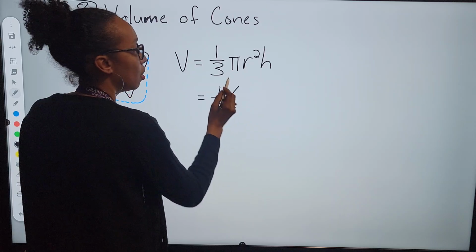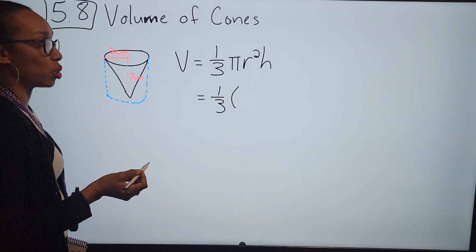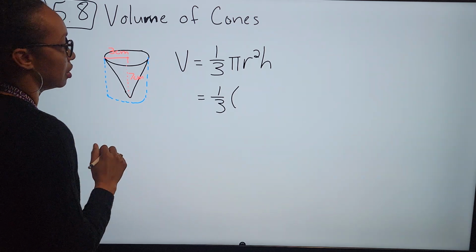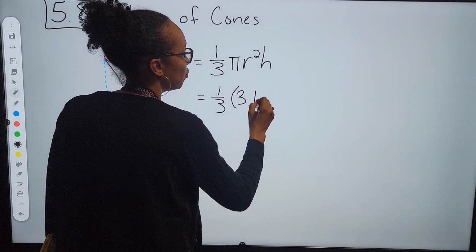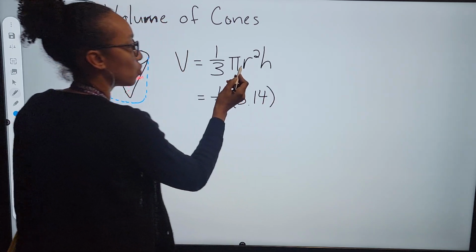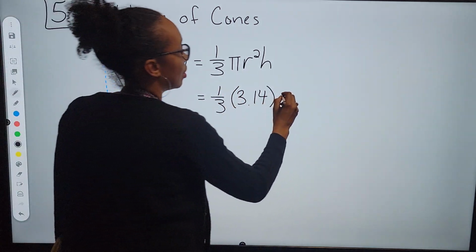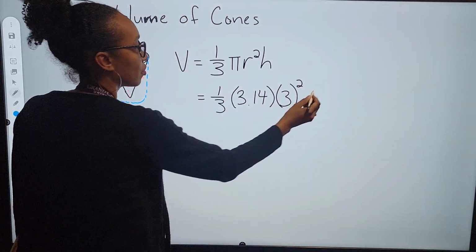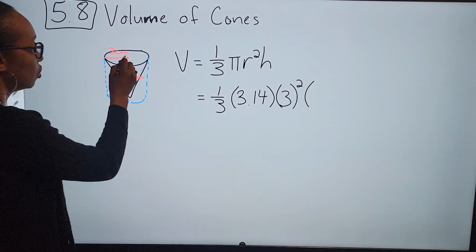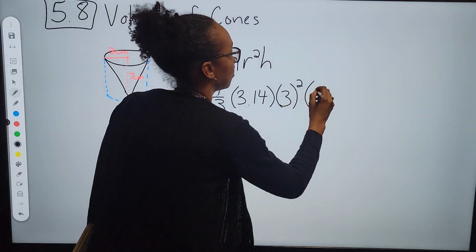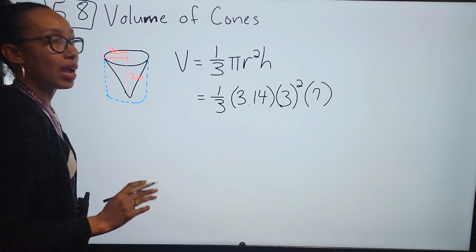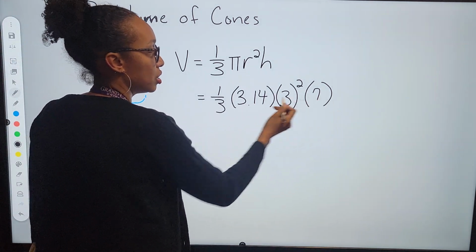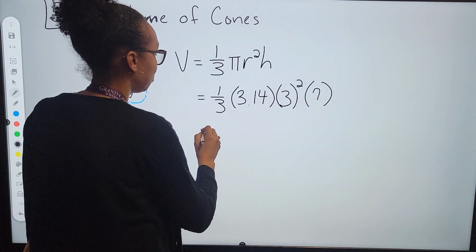1/3. We know pi is 3.14. They might use the fraction. Nope, they're still using the decimal. 3.14. The radius is 3. We'll be sure to square it, times the height, which is 7. Now remember, you're able to multiply these together in any order because it's all multiplication once we take care of our exponent.